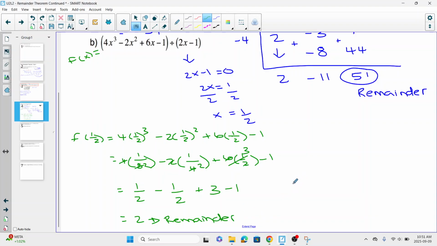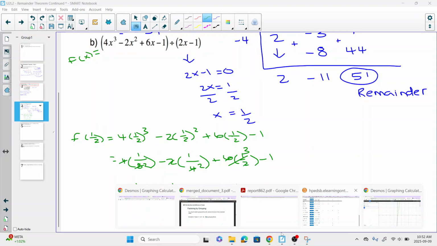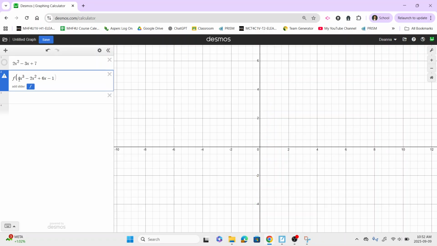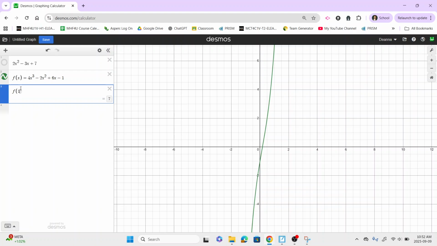Now, remember that that remainder tells us the function value at that point, and so you can always check your work on Desmos. So there's the function we were just dealing with. And to check that function value, there are 2 ways you could do it. You could either say, f at x is equal to, and now I want to know what is f at 1/2, and it will tell you f at x is 2.